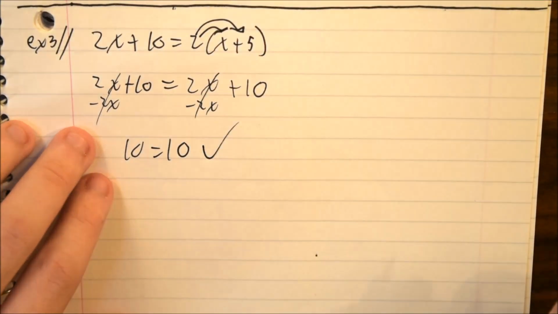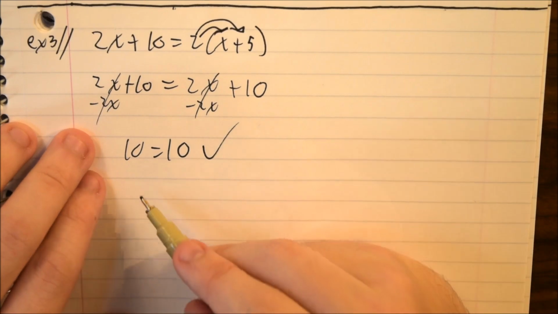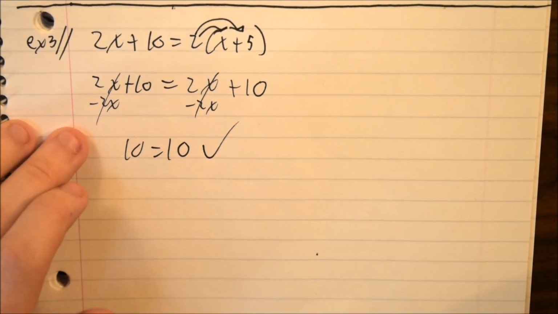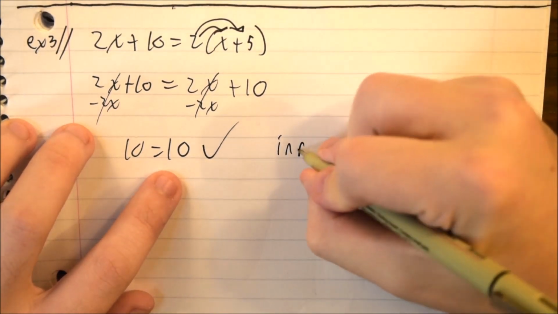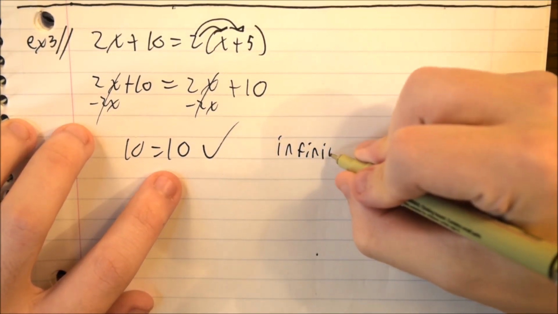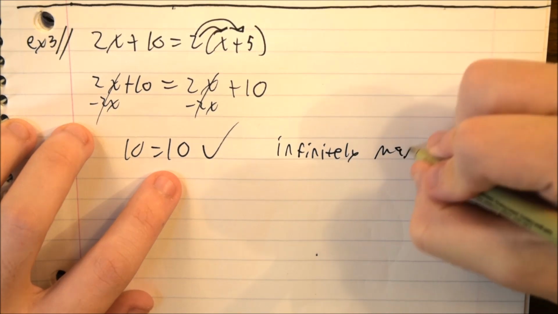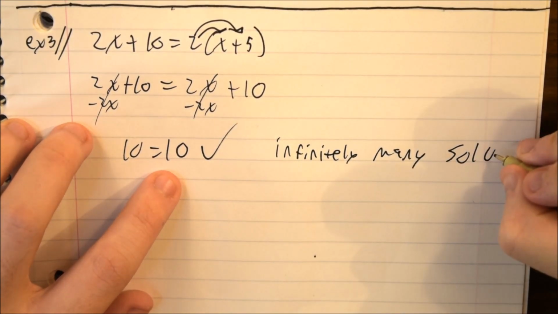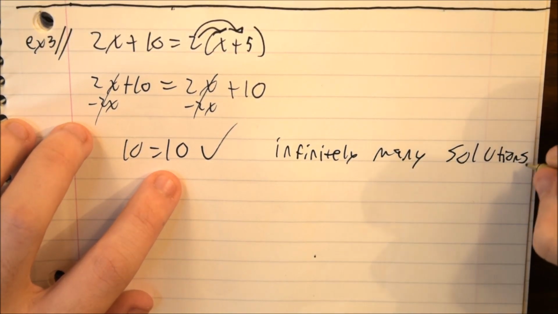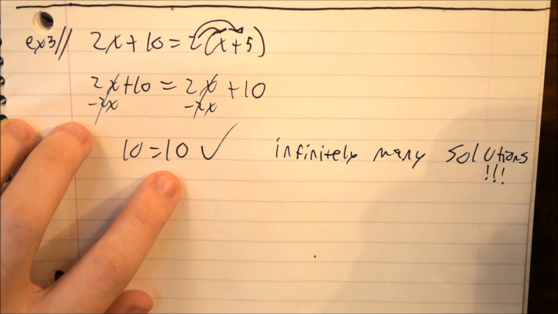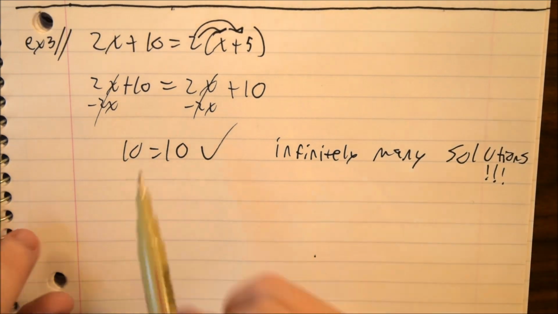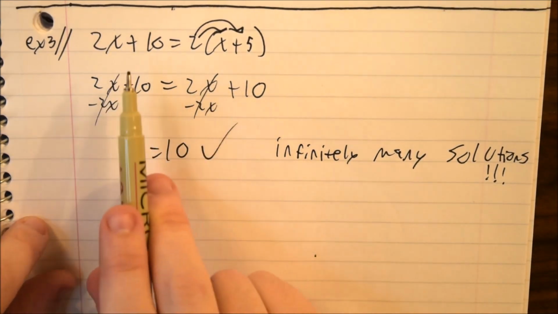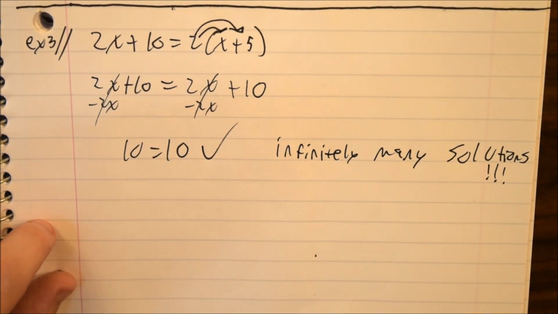Yeah, that's always true. And so when I get something like one number equals another number, or it equals the same number, this means I have infinitely many solutions. Infinitely many solutions. Three exclamation points in the next line because I ran out of room. Okay, so this means I could take any x value I want and it'll satisfy this equation right here.